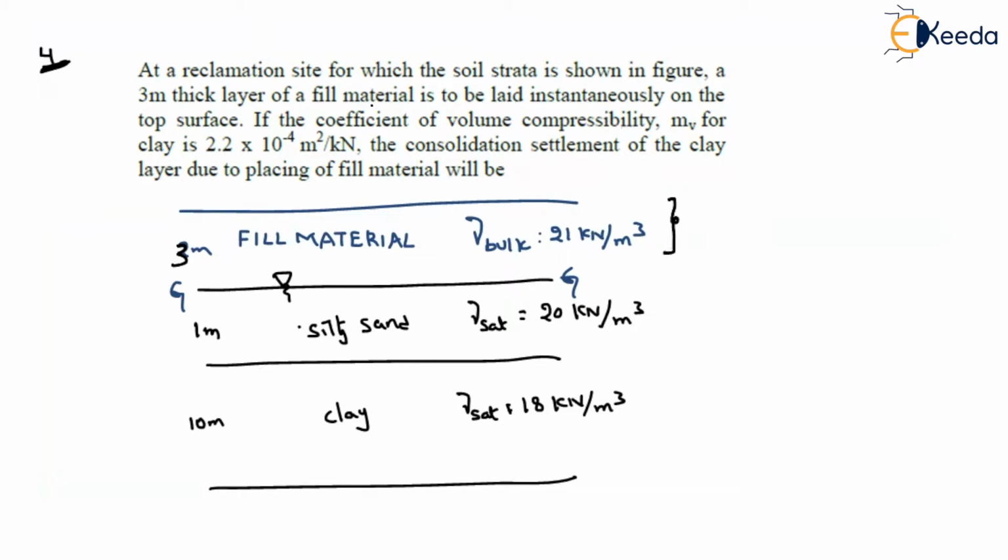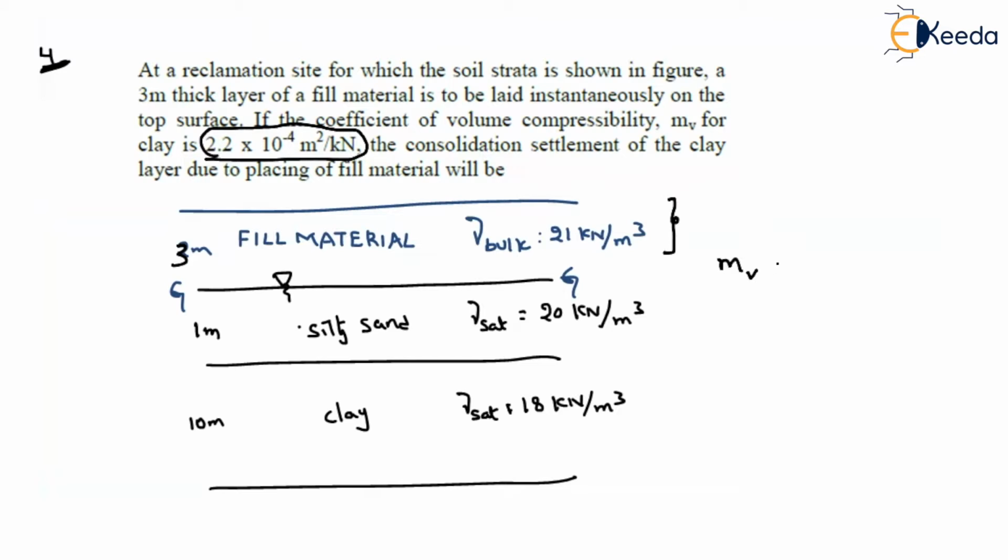Now, if you see the data, we know only the weight densities. We don't know the liquid limit, or the compression index, or the void ratio. Nothing we know, isn't it? But from the given data, we know only the volume compressibility. So, from the volume compressibility, can you write down any formula such that we can find the settlement of the layer?